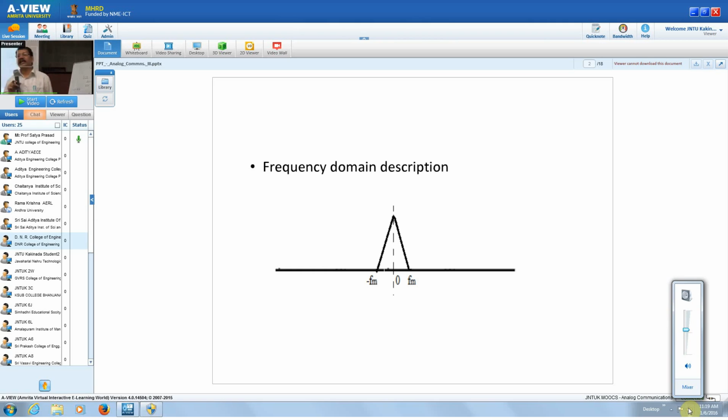So far we have seen the different amplitude modulation techniques. We have seen amplitude modulation, which is double sideband with carrier. Then we have double sideband with suppressed carrier. Then we have an SSB signal. So these are the three variations that we have seen so far. So what is the comparison between these different modulations?